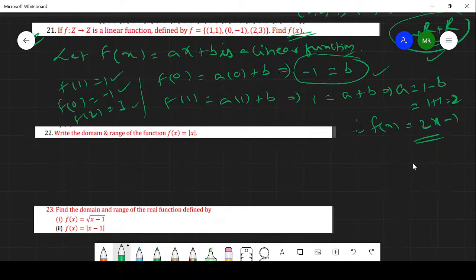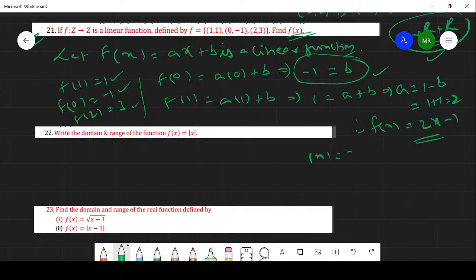You can see: write the domain and range of the function f of x equal to mod x. Most important one. Mod x always gives absolute values, it always gives positive values. But they are asking the domain. Whatever you take in the place of x, it gives only positive or 0, because we know the definition of mod x.